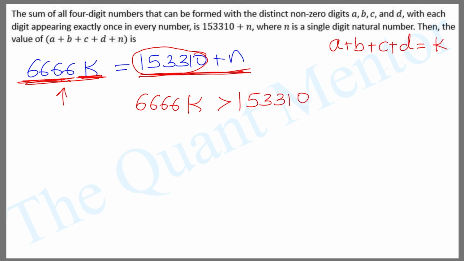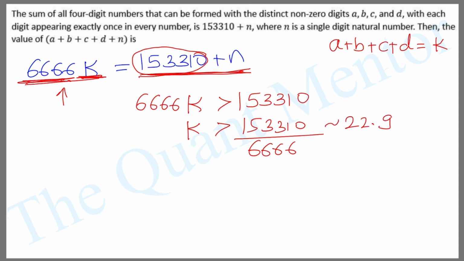So from here, we divide both sides by 6666 and using the on-screen calculator, we can get a range for k. So when you divide 153310 by 6666, you will get approximately 22.97. So k should be greater than 22.97, and k being an integer, k can now take integral values as 23 or 24 or 25 or 26, and so on and so forth infinitely.